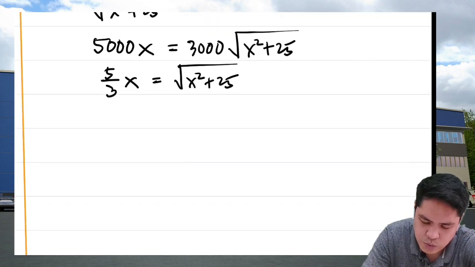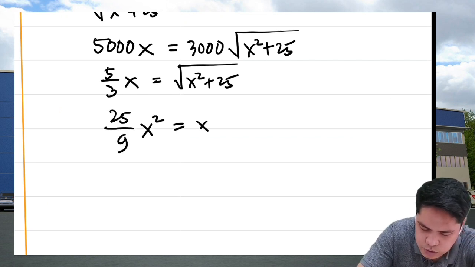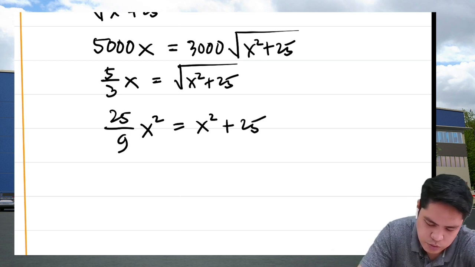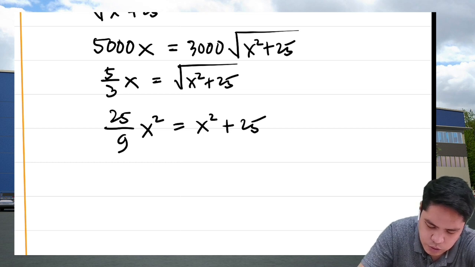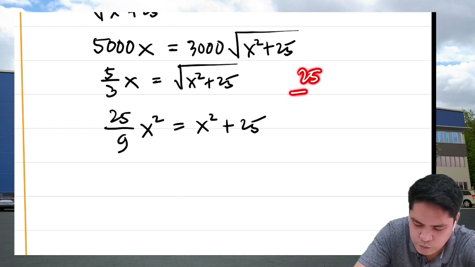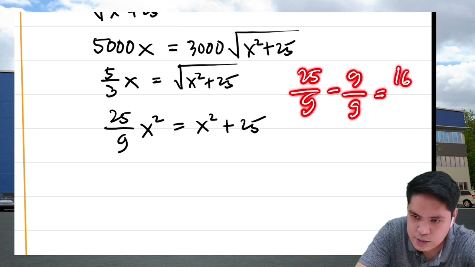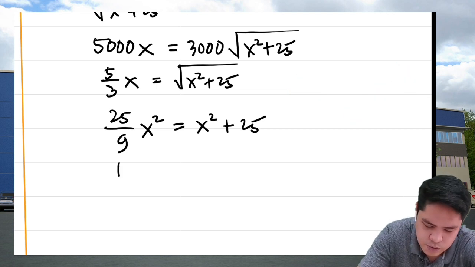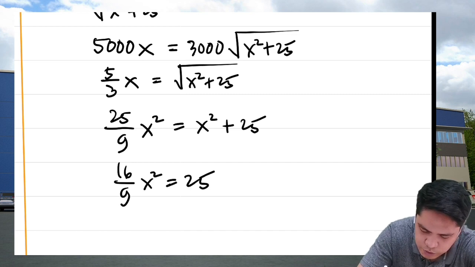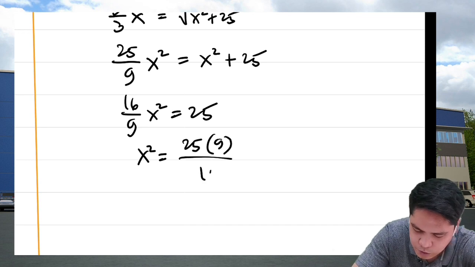Then how about we square both sides? That would be 25 over 9 x squared. That is equal to x squared plus 25. So that would be 25 over 9 minus 1. So 25 over 9 minus 9 over 9, that would be 16 over 9. So we have 16 over 9 x squared, that's equal to 25. Transpose to the other side, so that would be 25 times 9 over 16.